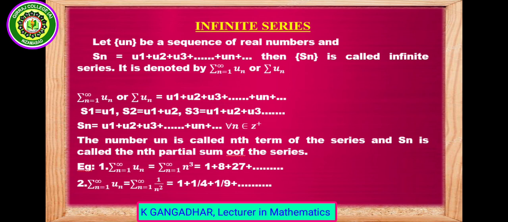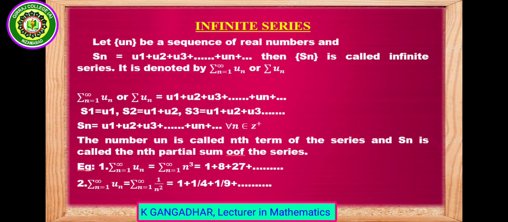So let us define the series. Let Un be a sequence of real numbers and Sn equal to U1 plus U2 plus U3 plus so on plus Un and so on. Then the sequence Sn is called an infinite series. It is denoted by sigma n equal to 1 to infinity Un, or sigma Un.